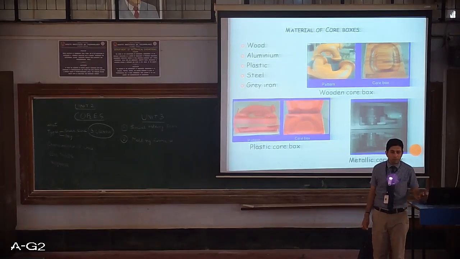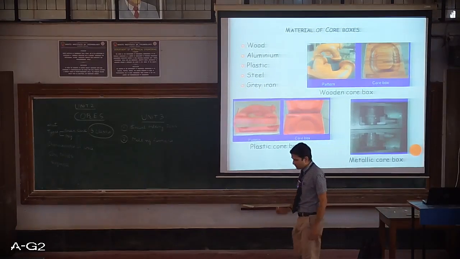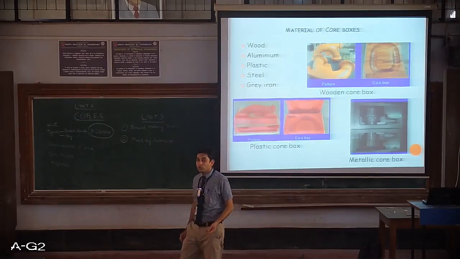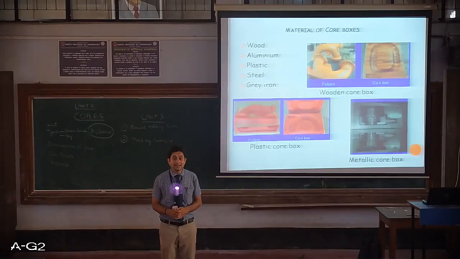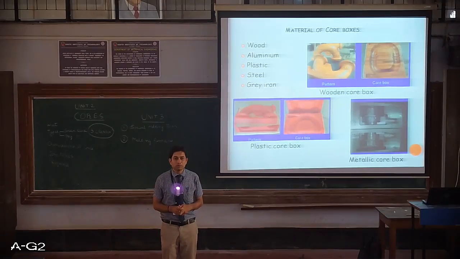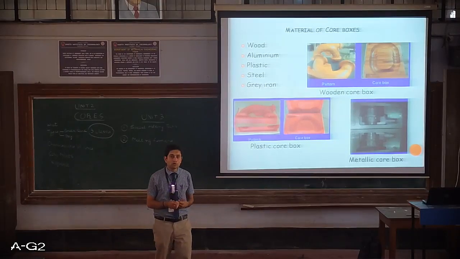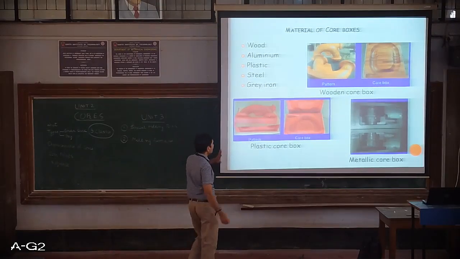One more thing I have put in this slide is the materials which are used for making the core. For making the core, in particular the dry sand core, you should have a core box, as I said earlier. That core box can be made of different materials. Like it can be made of wood, plastics, aluminum, gray cast iron or steel, like that. So these are some of the images of this.